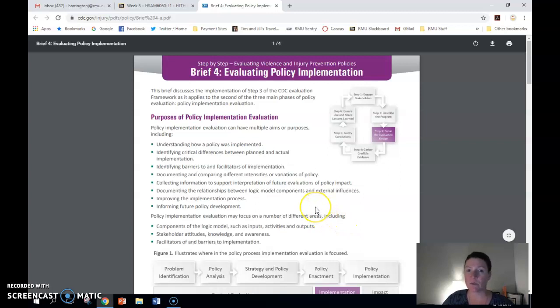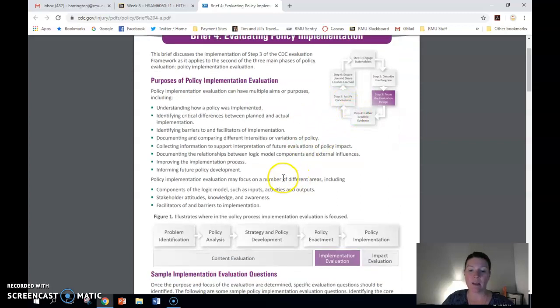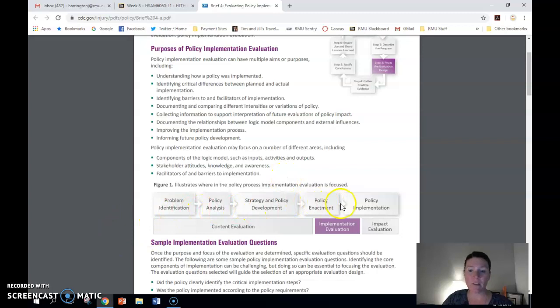I thought that this was a really great document. This is from the CDC. It's specific to evaluating violence and injury prevention policies, but this framework is very much something that we can use for healthcare policy in general. So I thought that this was a great example of showing how the entire process advances, and we've looked at this in a slightly different format, but this evaluation portion is very important.